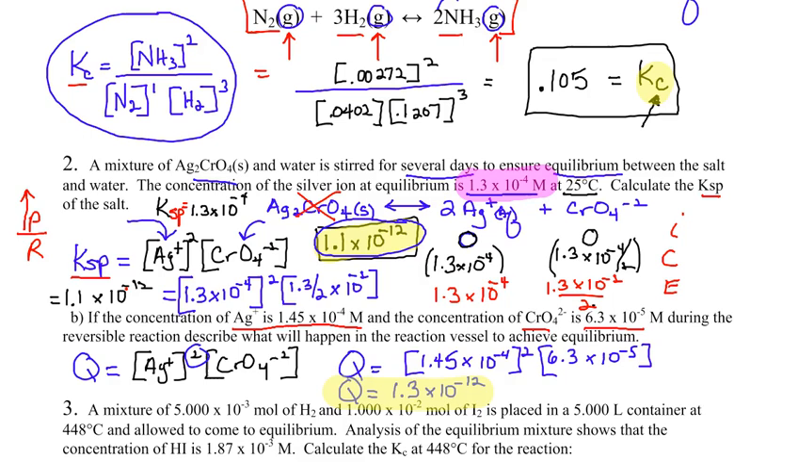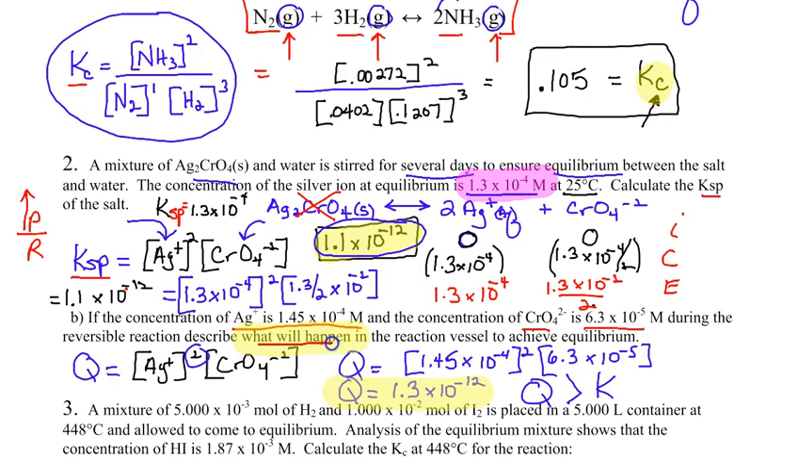Well, here's our KSP: 1.1 times 10 to the negative 12. The Q is greater than the K. So what happens? Look at the question. What will happen? You need to be able to answer that. If the Q is greater than K, draw a diagram.